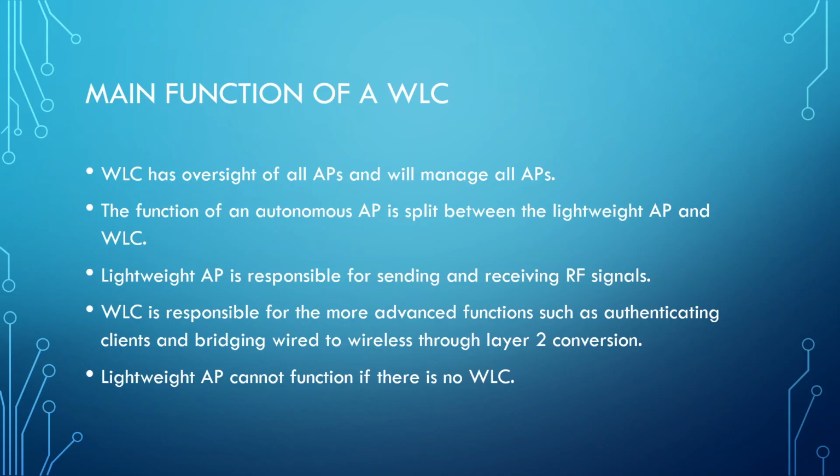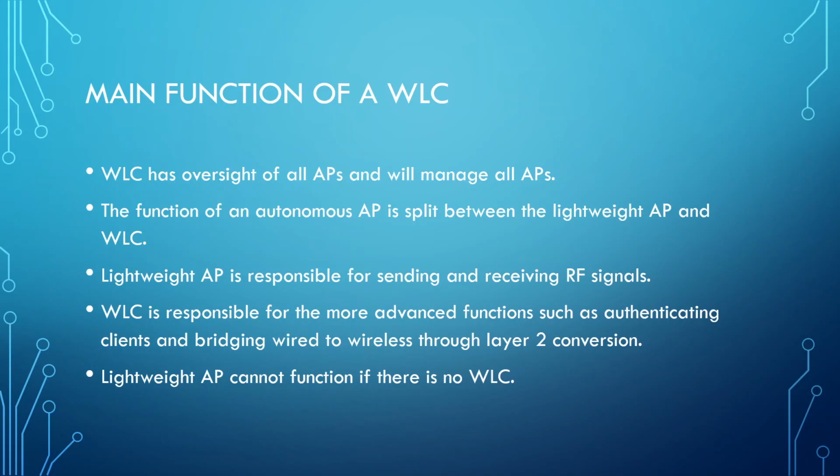Now, the function of an autonomous AP. So not only does an autonomous AP radiate or generate an RF signal, an autonomous AP will also bridge wired to wireless. The autonomous AP functionality is split between the lightweight access point and the wireless LAN controller. So the lightweight access point is responsible for sending and receiving radio frequency signals, and the wireless LAN controller is responsible for the more advanced functions such as authentication, so authenticating clients, and also bridging the wired to wireless through layer 2 conversion.